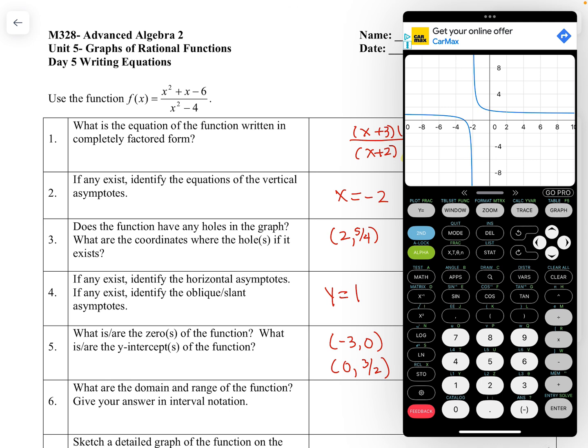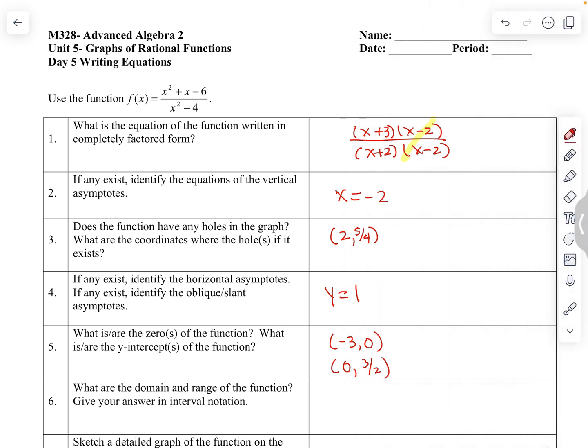We could always check to see if the 3/2 is used at another time, or, sorry, not the 3/2, the 5/4, or the y equals 1 by setting our reduced form equal to those values. The equals to 1 is definitely not going to give me anything, and I believe the 5/4 actually gives me the value of the hole.